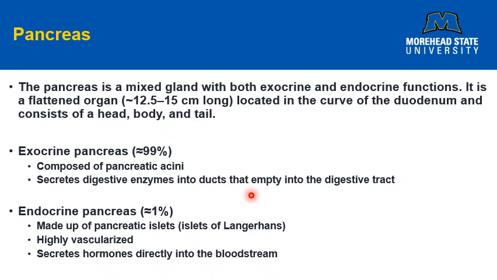Now, the endocrine pancreas is much less, 1%, and it's made up of pancreatic islets. These are highly vascularized, all right? This is because that section is there to secrete hormones, and the vascularization allows it to secrete hormones directly into the bloodstream to have its hormonal response.